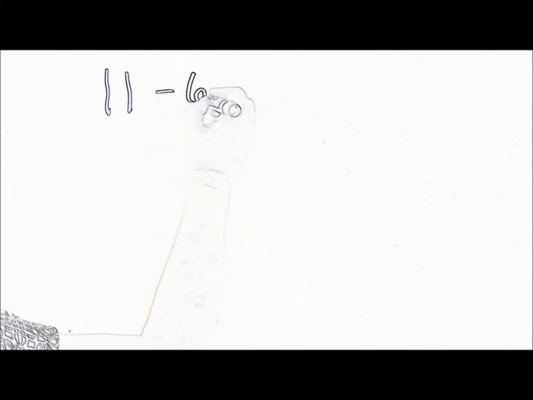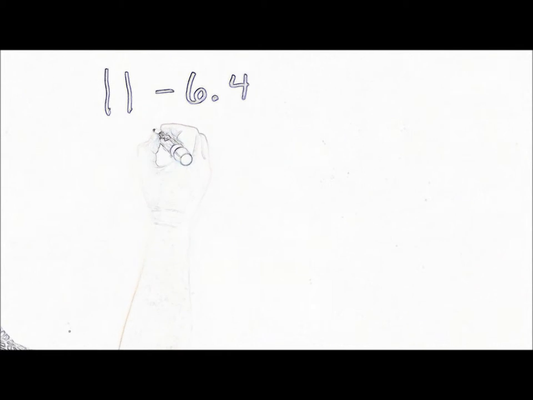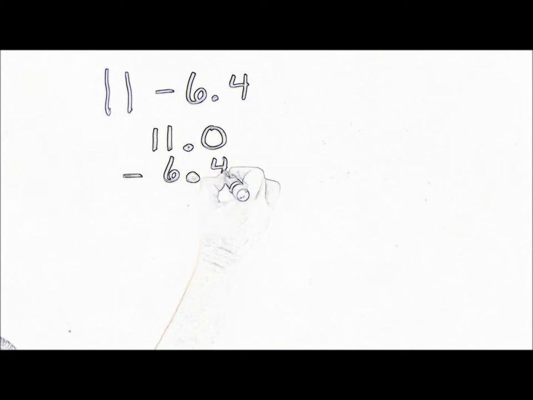Let's try another one. 11 minus 6.4. In subtraction, the first number always goes on top. So if you're going to write it vertically, you'd write 11. It has an invisible decimal on the right, so we'll put a 0 after it. And then minus, you're going to line up your decimals, 6.4.